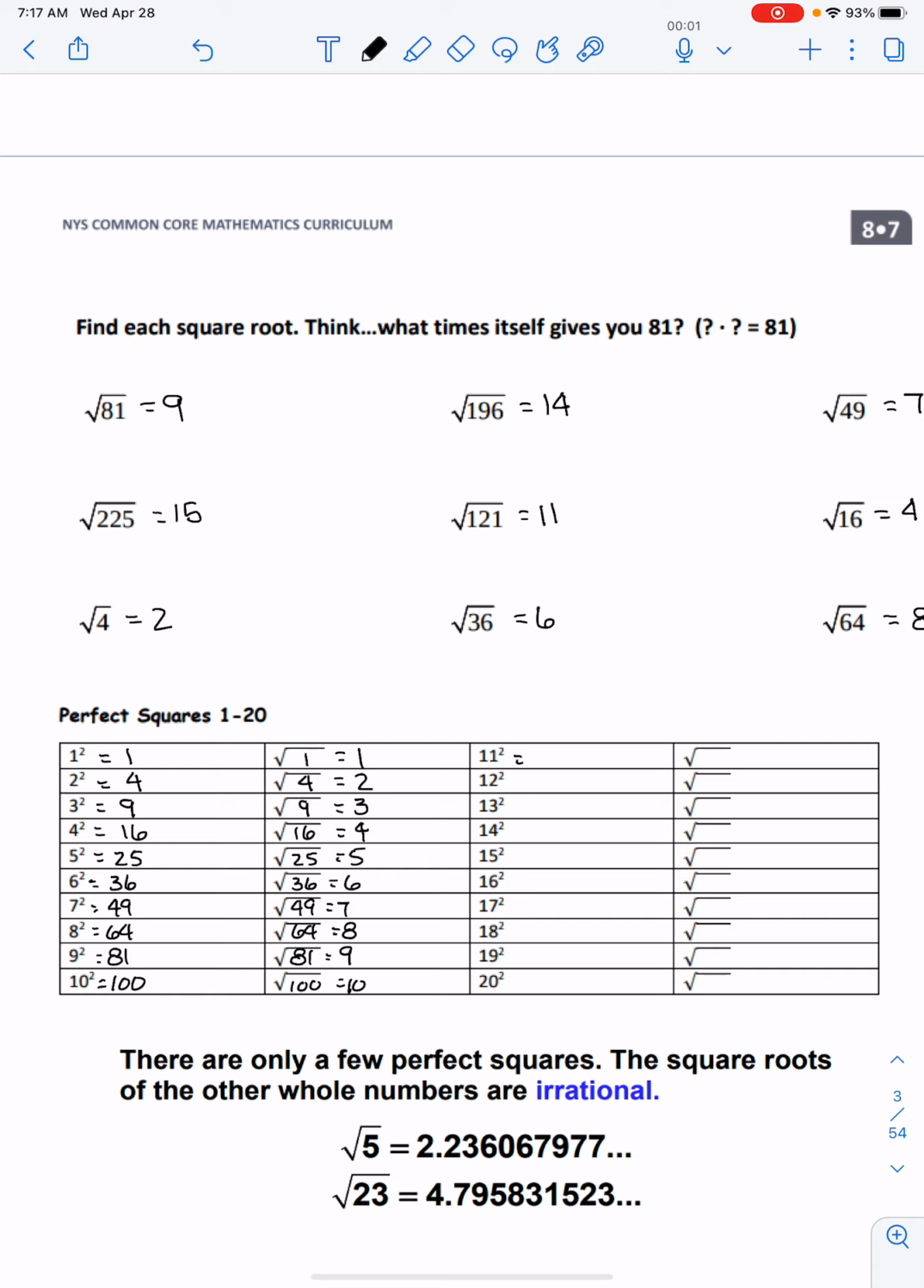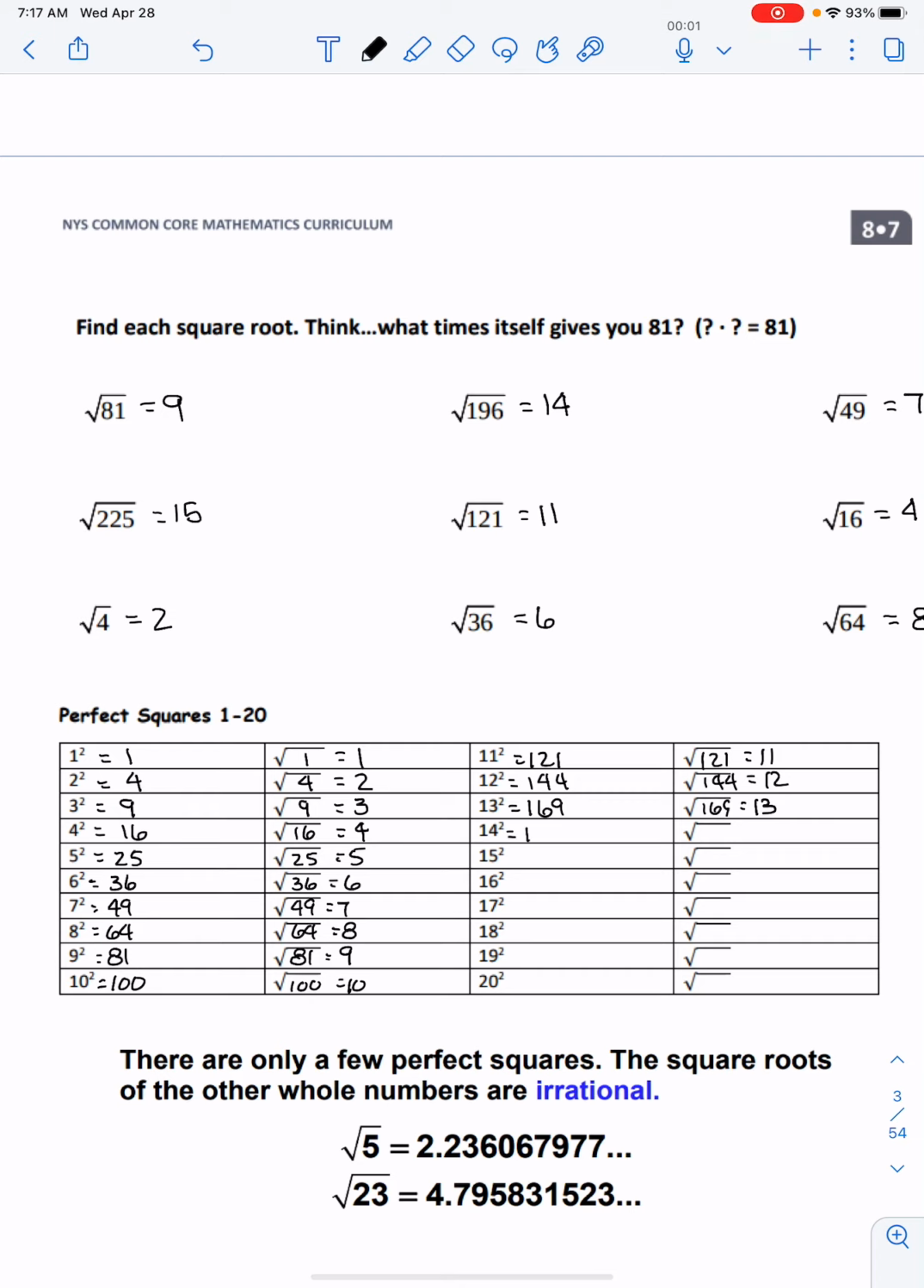11 squared is 121, and the square root of 121 is 11. 12 squared is 144, and the square root of 144 is 12. 13 squared is 169, and the square root of 169 is 13.